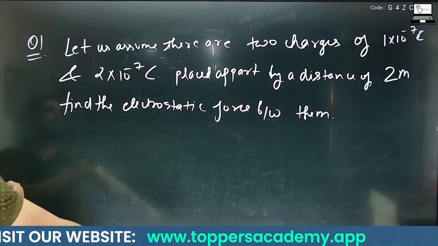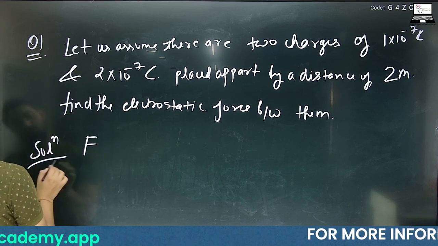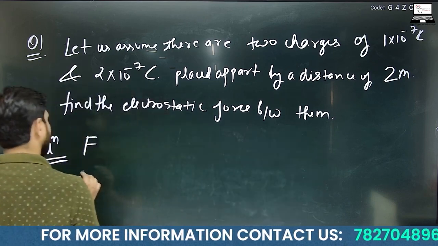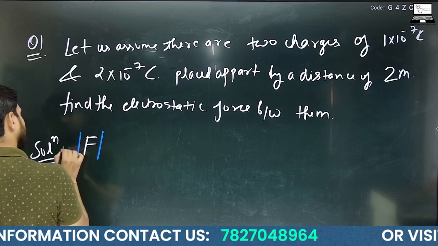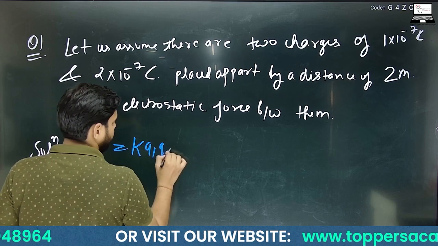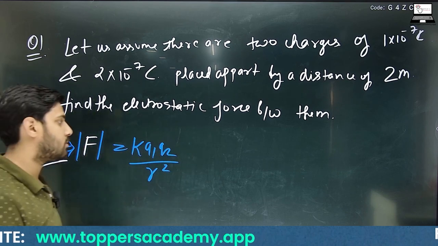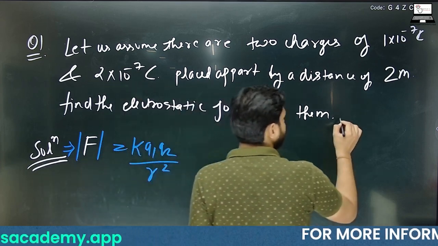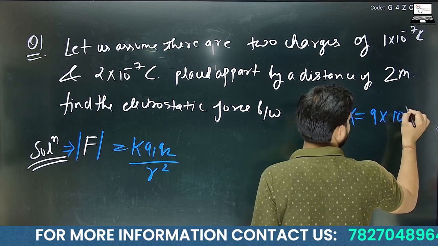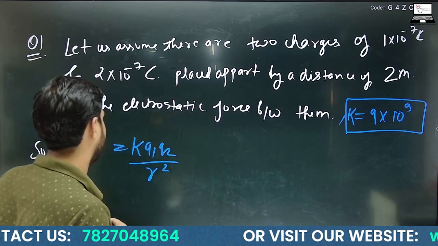I think it's a very basic question. We have to find the force. So it is not much of a problem. We know that KQ1 Q2 upon R square is the formula of force of electrostatics, and in the question, you can add the value of K is 9 × 10⁹. Okay, clear.